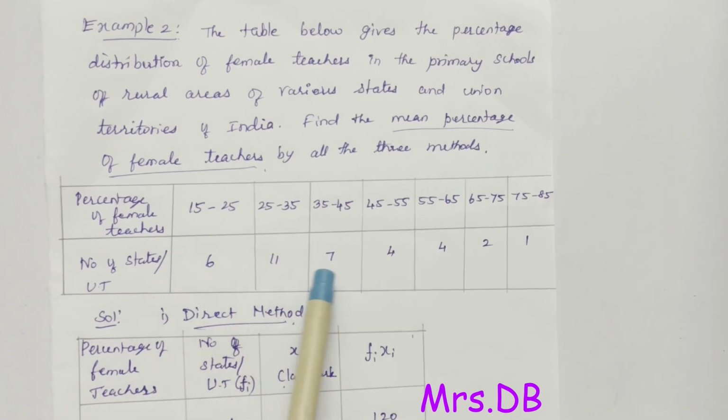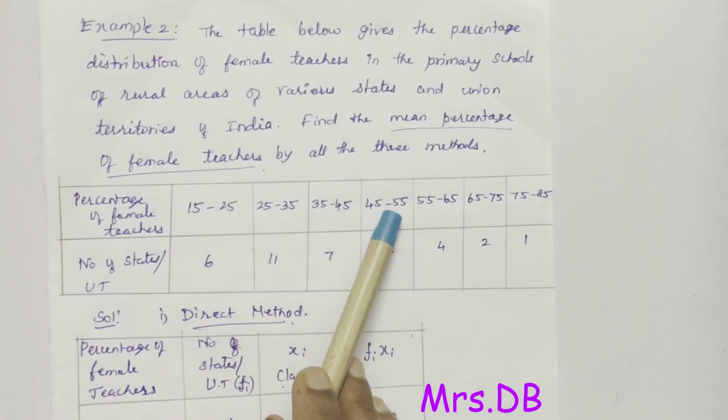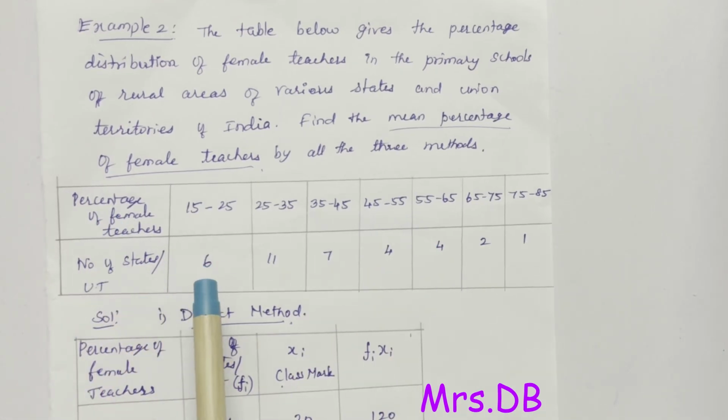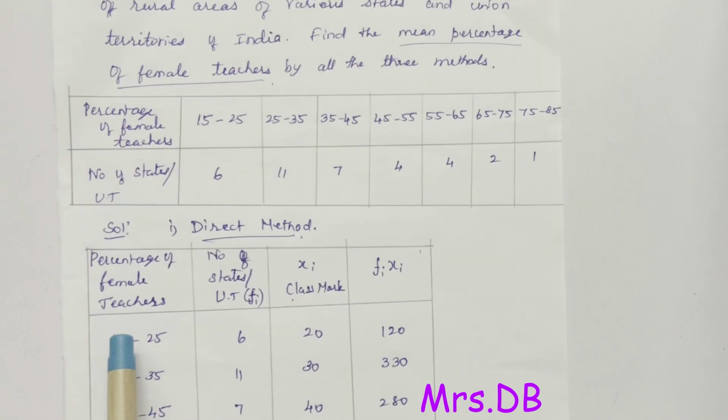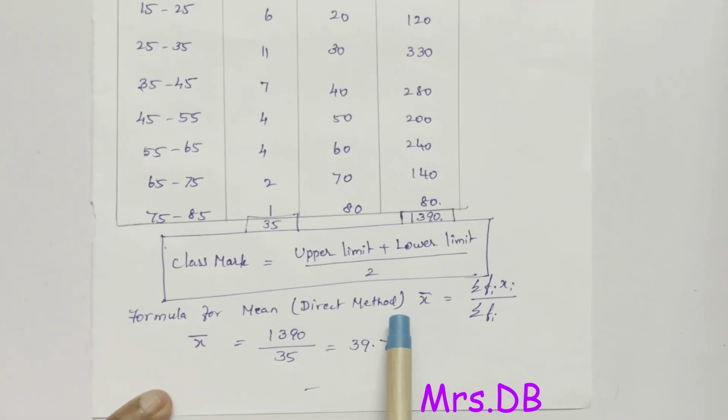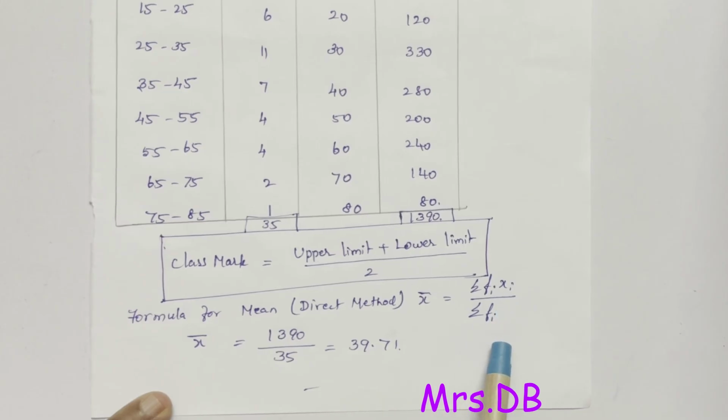Always the count comes under frequency. The other thing will be an observation. So this is xi and this is fi. And now you can understand which one has to be taken as xi and fi. Now let us see the direct method. To find the mean in the direct method, we have the formula x bar equal to sigma fi xi by sigma fi. So what is xi?